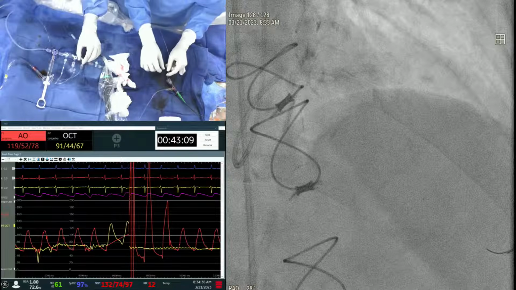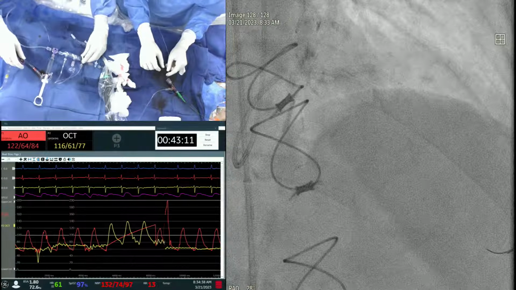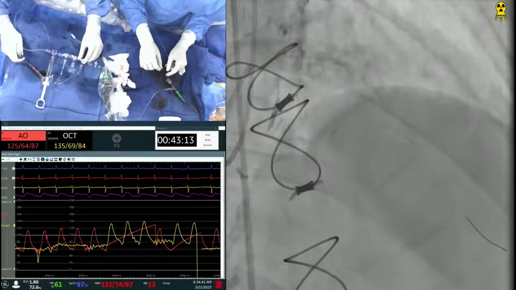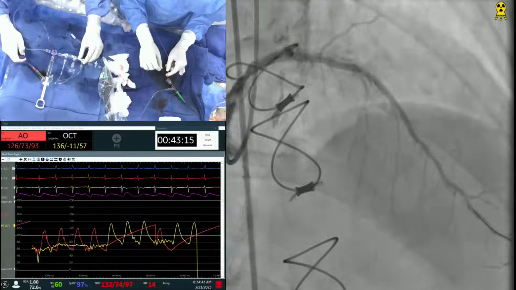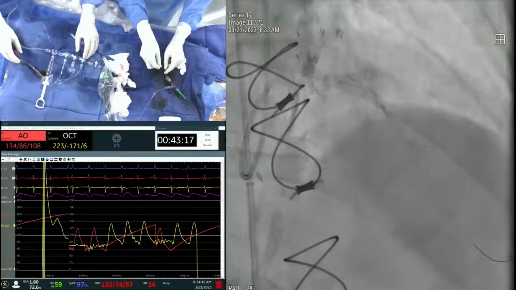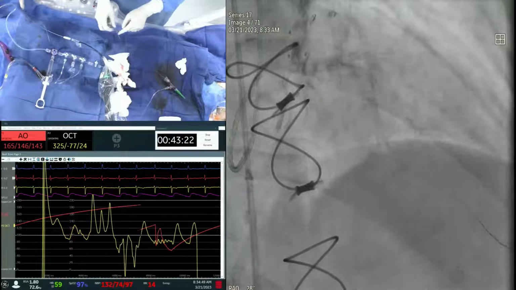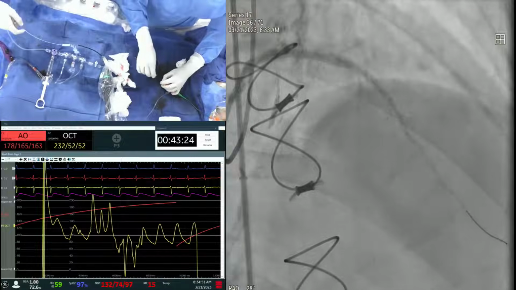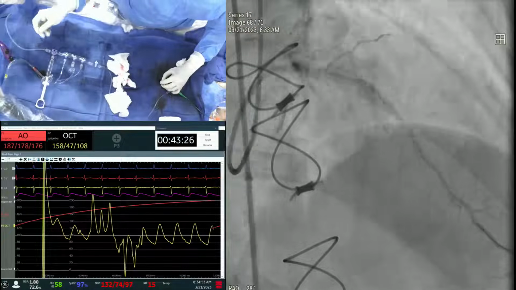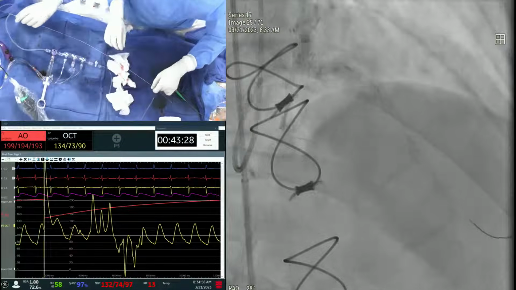Okay, good. I think it looks very good now. Now you want OCT? Yeah, it's a good case for OCT. Anu, how many trains did you use? 3. Actually, no, 4. Four.